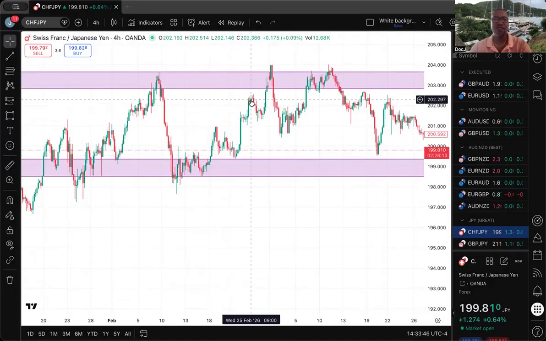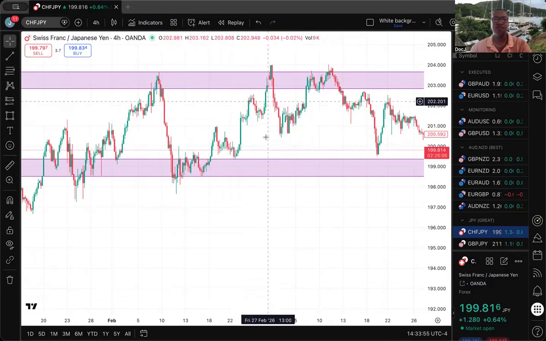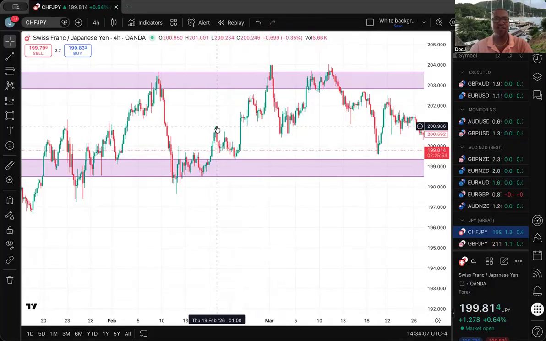Once again, it forms a higher high. This high is higher than this previous high, and a higher low. This low is higher than that previous low. So that's how we determine the direction that a chart is moving or that price is moving. So if price is bullish, it will form higher highs and higher lows.